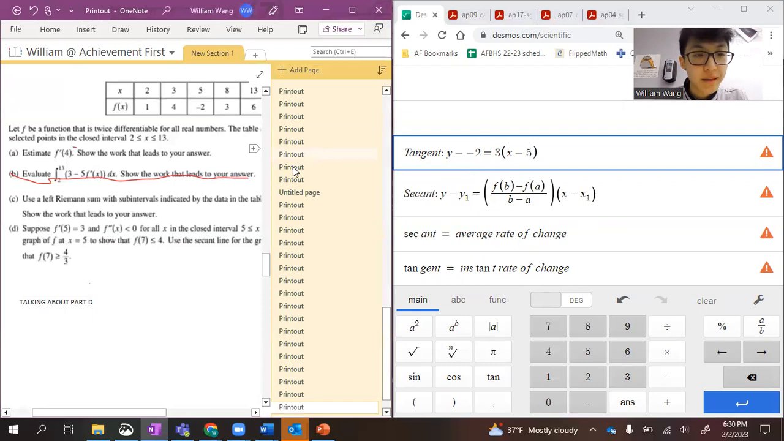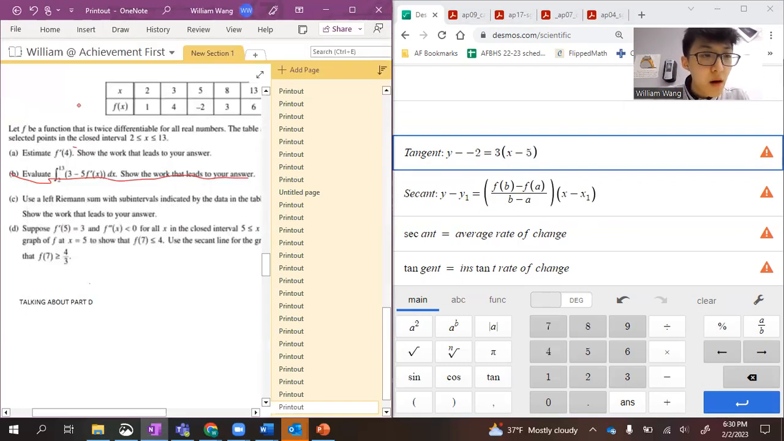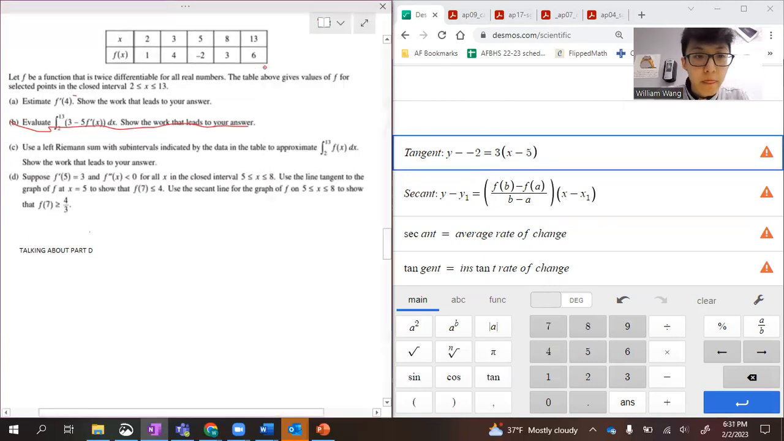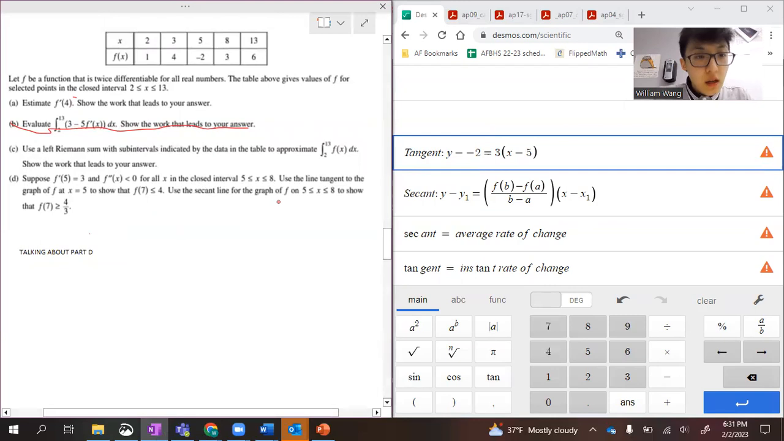Right? Okay. Now, this tells me a little bit, right? I found my tangent line, but what am I trying to show? They asked me to use my tangent line, which I found. So let's say I put a check mark here. I found it to show that f of 7 is less than or equal to 4. How the heck would I do that?